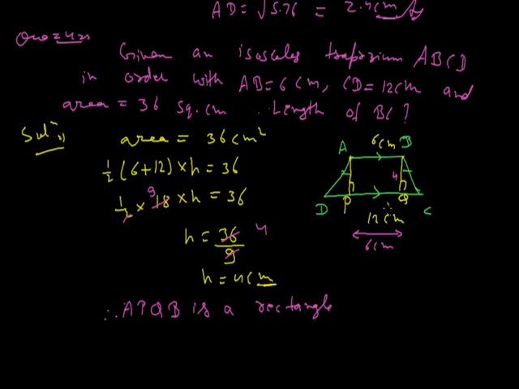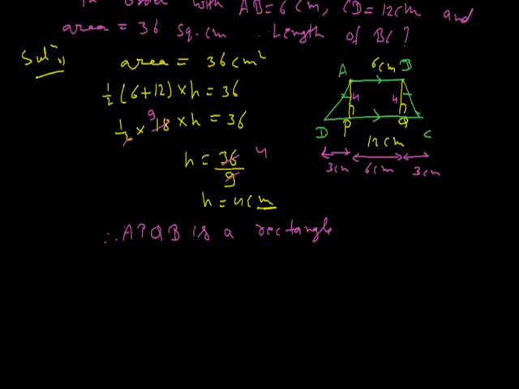Because this is an isosceles trapezium, AD is equals to BC. And AP is equals to BQ. Both are the length of height of the isosceles trapezium. That's why the base will also be equal. So this base will be equal. Now the total length is 12 centimeter. That's why this will become 3 centimeter and this will become 3 centimeter.